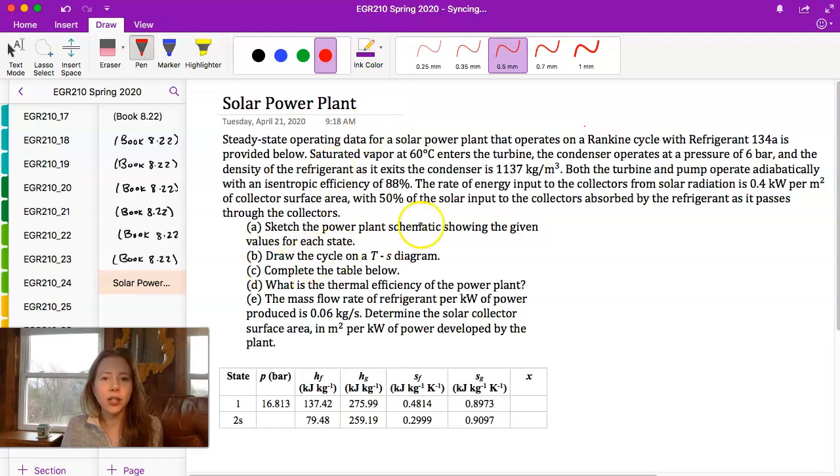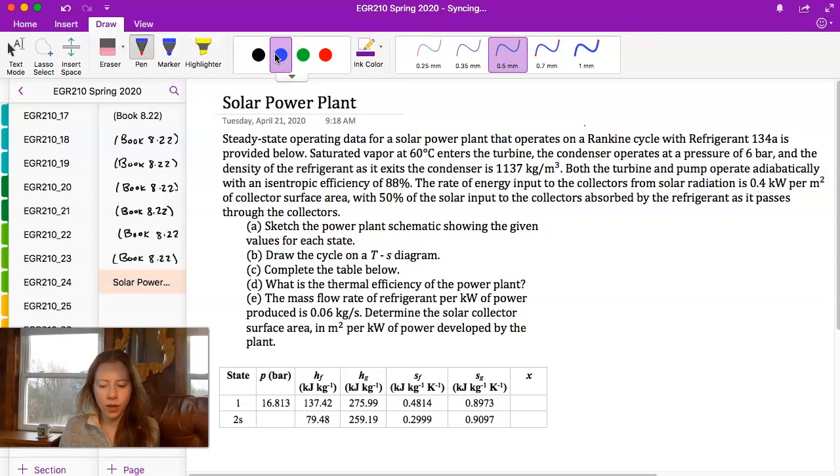So first, sketch the power plant schematic showing the given values for each state. Second, draw the cycle on a TS diagram. Third, complete the table. So you're given some info for the states to make this quicker. So, you know, if you had an exam or something, you might see a problem that looks maybe a little like this. And so this should make your calculations go a little quicker. Perhaps. We'll see. The mass flow rate of refrigerant per kilowatt of power produced is 0.06 kilograms per second. Determine the solar collector surface area in meters squared per kilowatt of power developed by the plant. So sketch it out, try it on your own, and then resume when you're ready to see the solution.